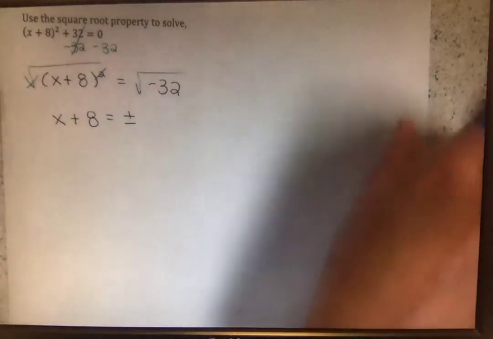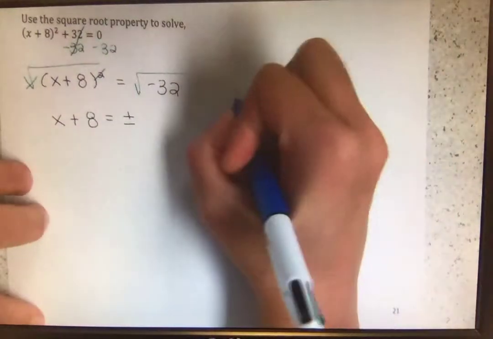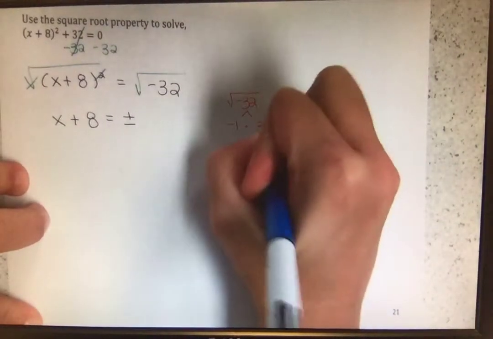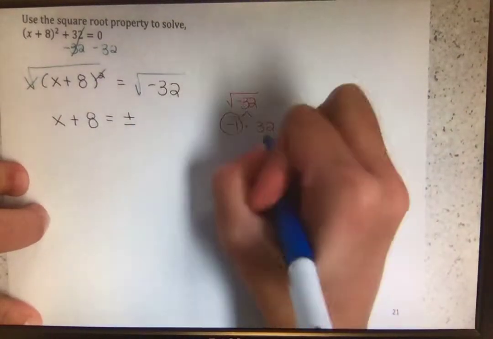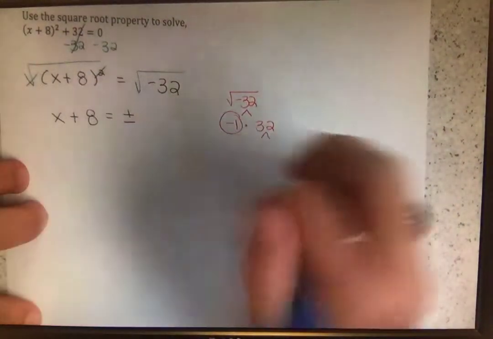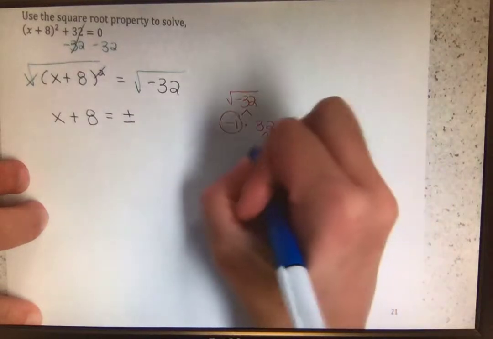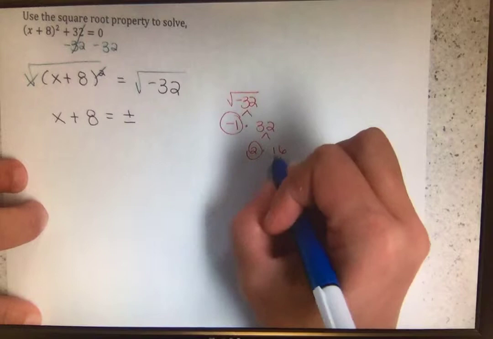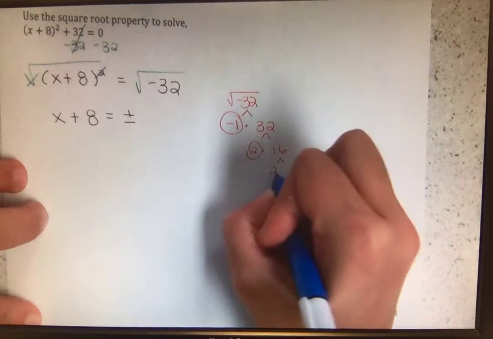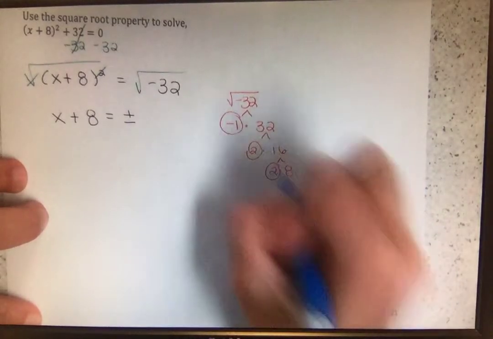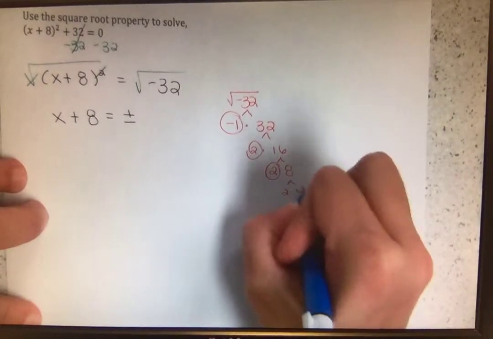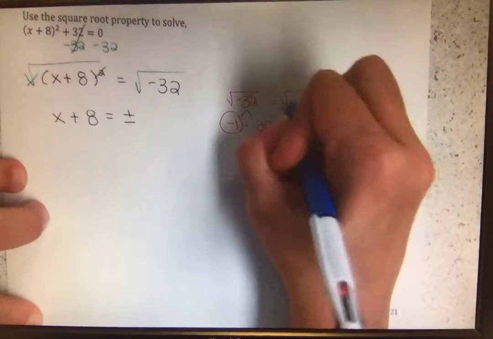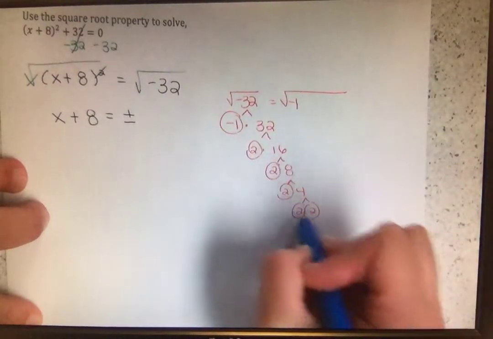Simplifying the square root of negative 32. We know it's negative 1 times 32. We'll come back to this negative 1 in a second. 32 we know is 2 times 16. 2 is done, so it gets circled. 16 is 2 times 8. 2 is done, so it gets circled. 8 is 2 and 4. 4 is 2 and 2. So underneath the radical, we have negative 1 and 1, 2, 3, 4, 5 2's.